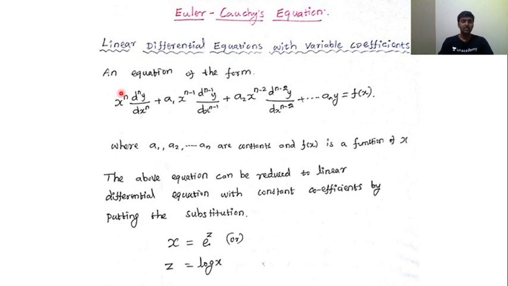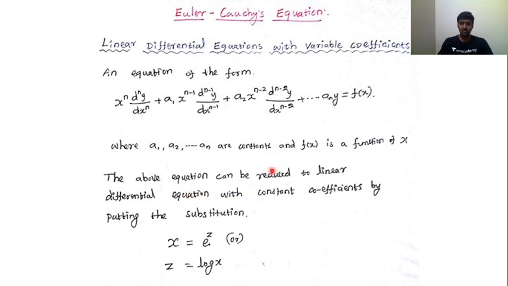So here is the difference between constant coefficients and variable coefficients. In front of the differential operator we have x, which is a variable. In the previous case we discussed constant coefficients; here we have variable coefficients. Usually we can derive the solution to a differential equation only in the constant coefficient category. So here the differential equations with variable coefficients are converted into constant coefficients. This equation can be reduced to a linear differential equation with constant coefficients.